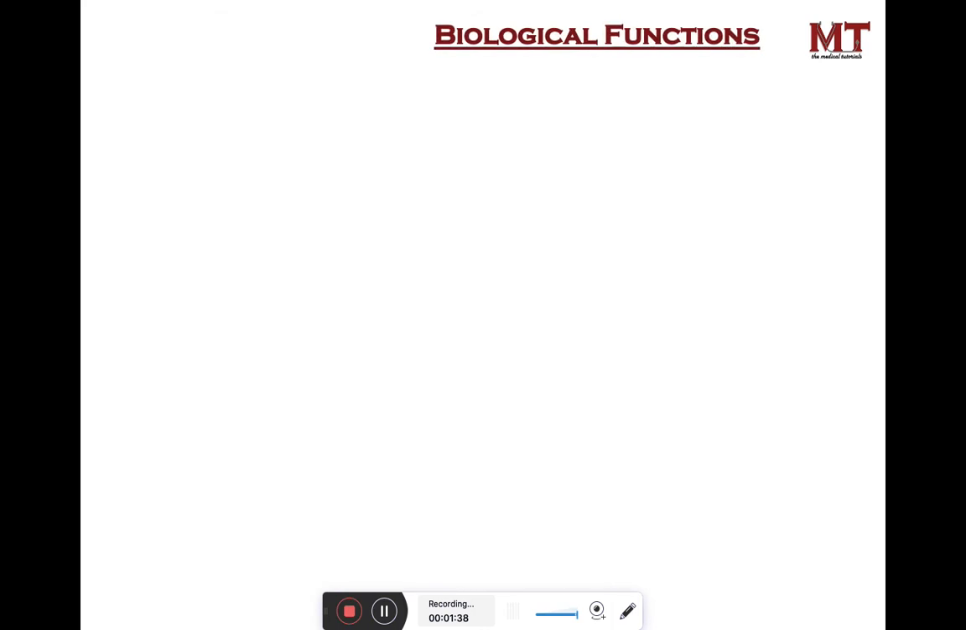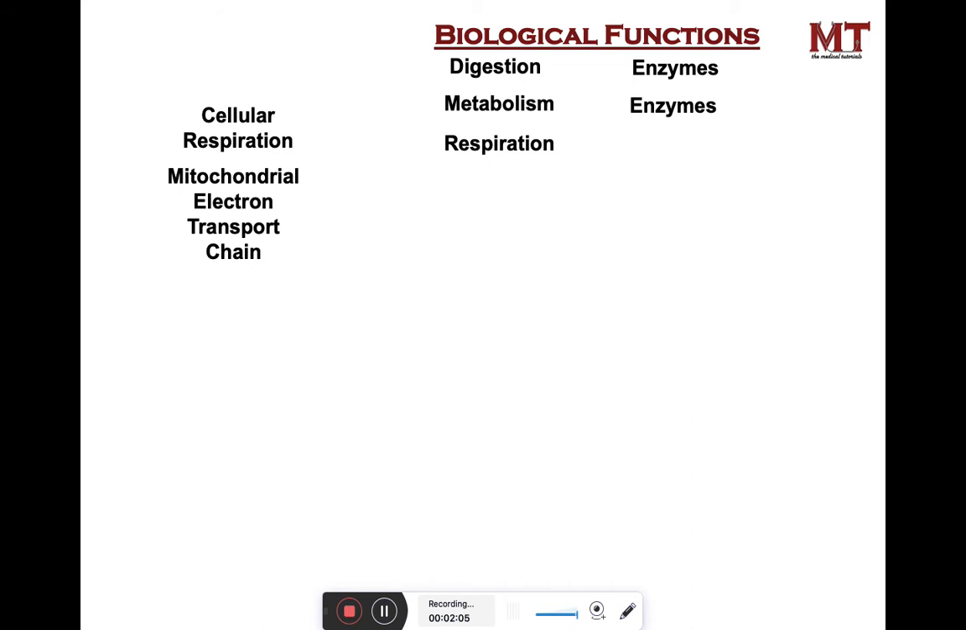Let us see what all are the biological functions. Digestion and metabolism themselves are important biological functions, and as we know, they are done by the enzymes, and enzymes are proteins. Another important biological function is respiration. Here I am not talking about simple breathing in and breathing out. Here I am referring to cellular respiration taking place inside the mitochondrial electron transport chain, where the energy is captured in the form of ATPs. This cellular respiration is done by the cytochromes, which are an integral part of the electron transport chain. And cytochromes are also proteins in nature.